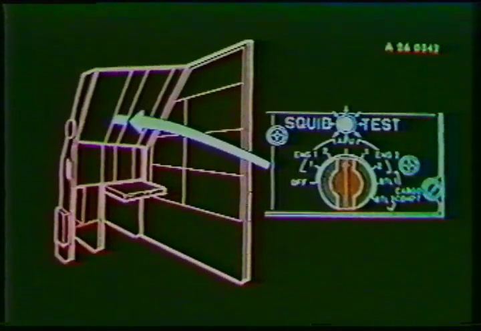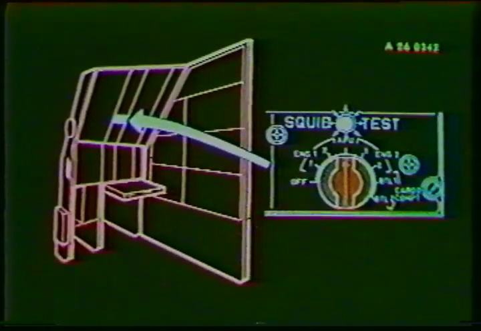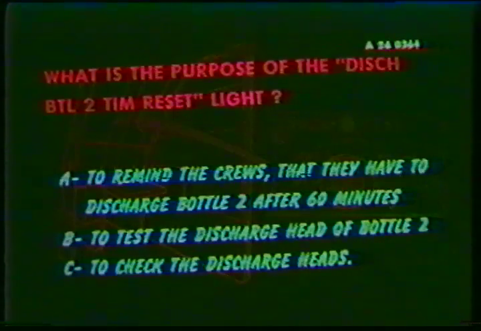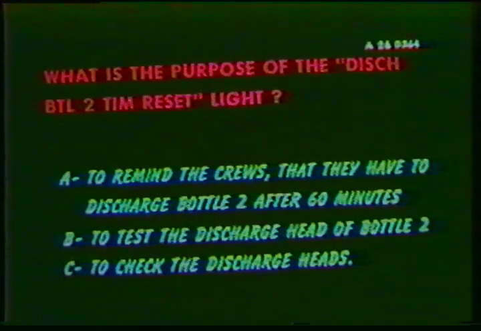A squib test panel equipped with a rotary selector and a blue light allows the continuity of the two resistances contained in each discharge head of the bottle to be tested. What is the purpose of the discharge bottle 2 time reset?